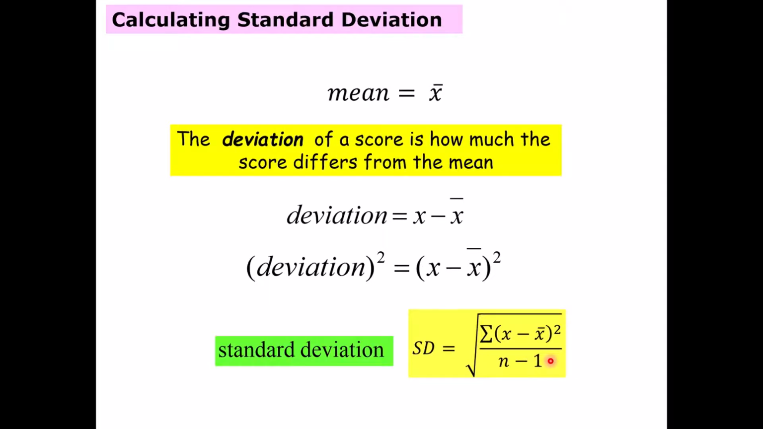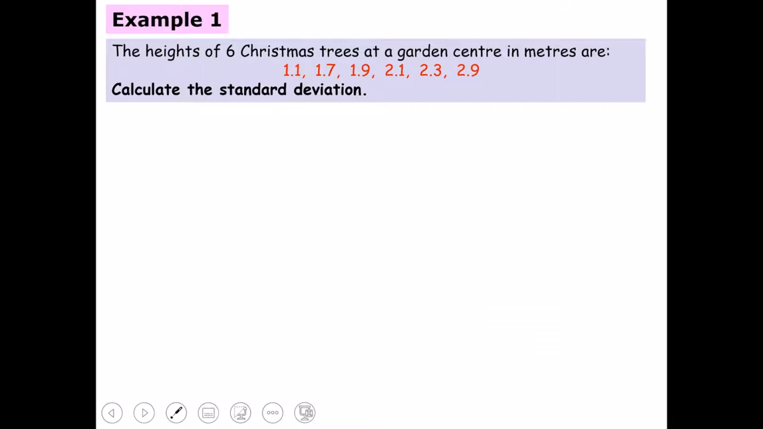Okay, let's go through a first example. The heights of 6 Christmas trees at a garden centre in metres are 1.1, 1.7, 1.9, 2.1, 2.3 and 2.9. Let's calculate the standard deviation of these.